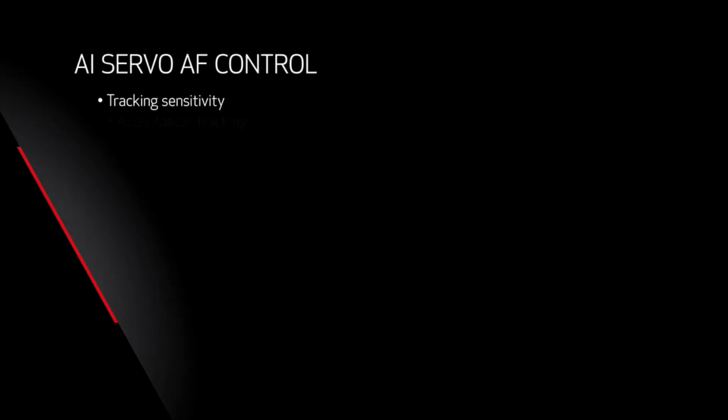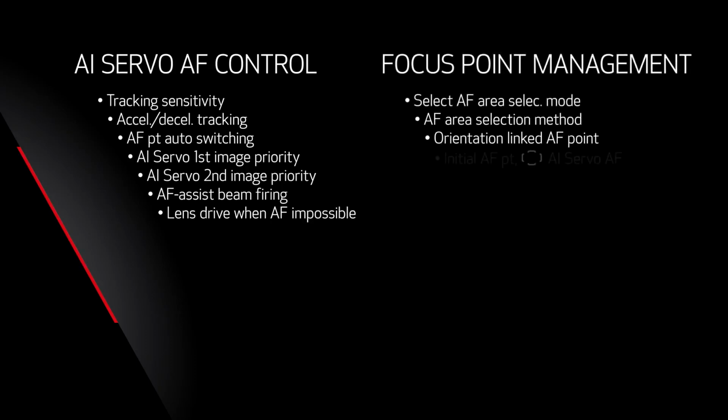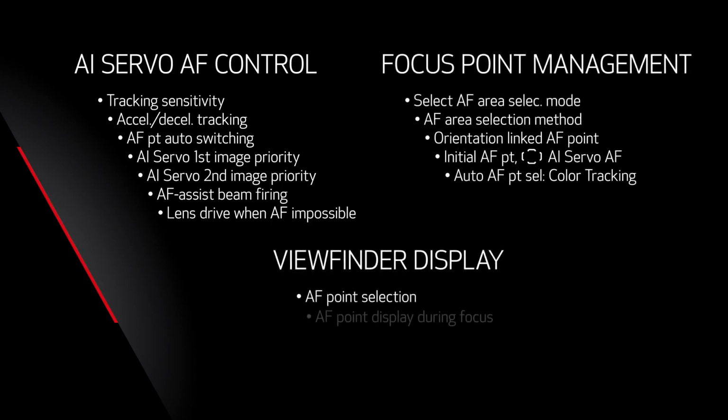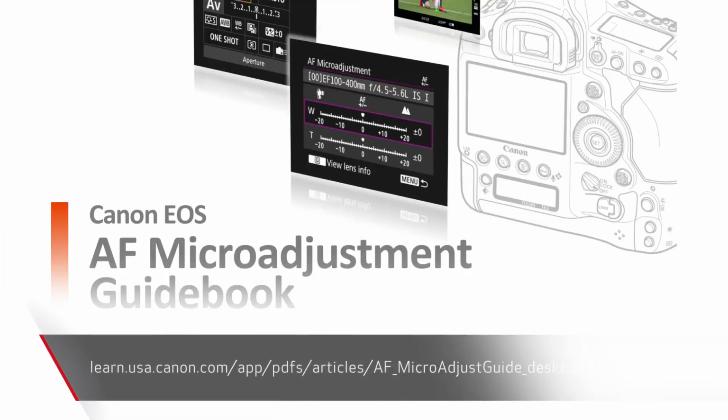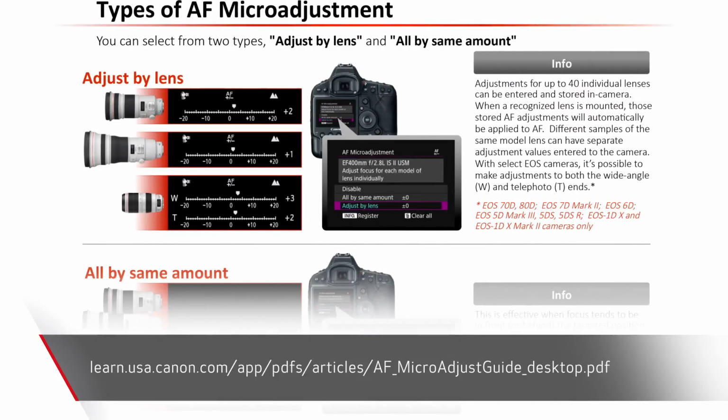There are three primary aspects of autofocus control in your custom functions menu, and we're going to have a separate video episode for each of these. They are AI Servo AF control, focus point management, and the viewfinder display. Now there's one custom function setting called AF micro adjustment that we're not going to talk about here because there's a very detailed downloadable guidebook which you can get completely free of charge on Canon USA's Digital Learning Center website.